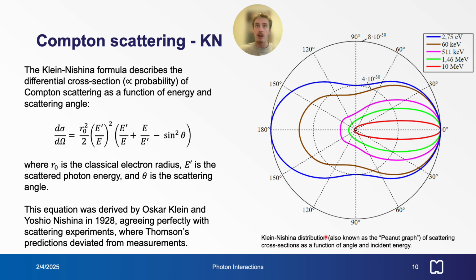You can see here the Klein-Nishina distribution, also known as the peanut graph, showing cross-sections as a function of angle and incident energy. For example, you can see that high-energy photons are much more likely to be scattered in a forward direction, as compared to lower-energy photons, which are essentially equally likely to be backscattered as they are to scatter at small angles forward.